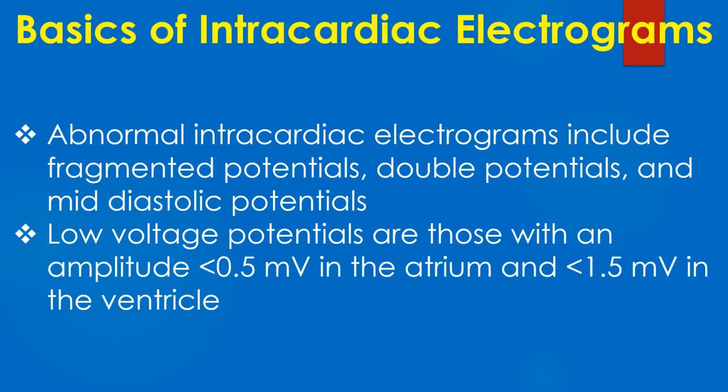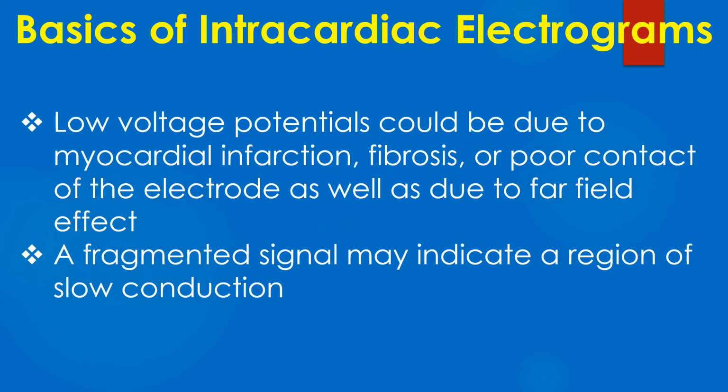Abnormal intracardiac electrograms include fragmented potentials, double potentials and mid-diastolic potentials. Low voltage potentials are those with an amplitude less than 0.5 mV in the atrium and 1.5 mV in the ventricle. Low voltage potentials could be due to myocardial infarction, fibrosis or poor contact of the electrodes, as well as due to far-field effect. A fragmented signal may indicate a region of slow conduction.